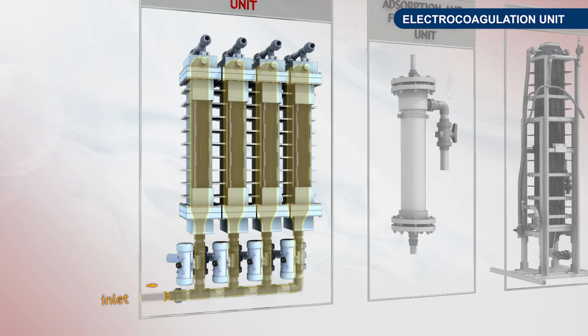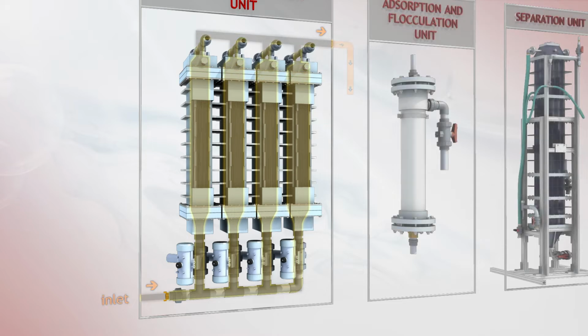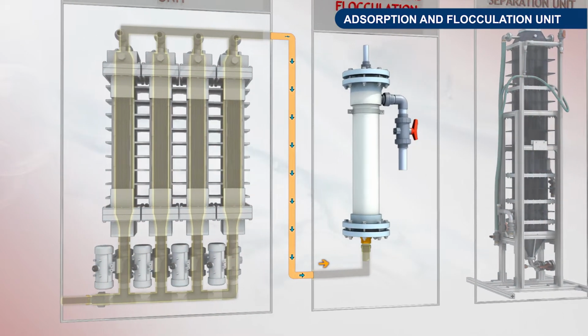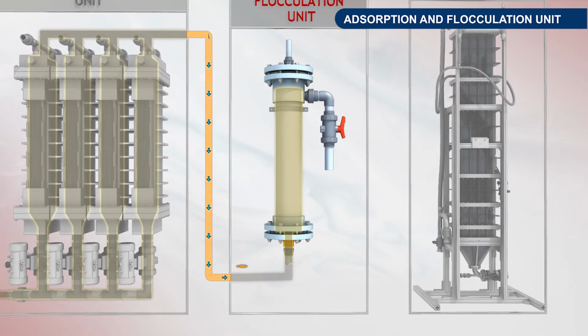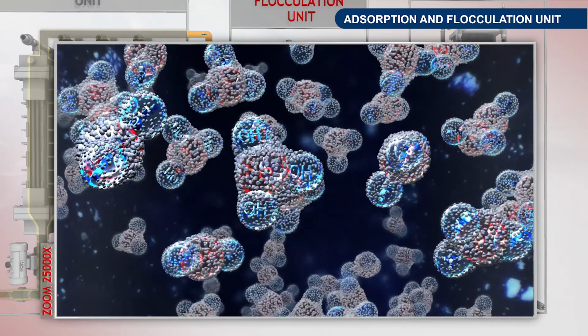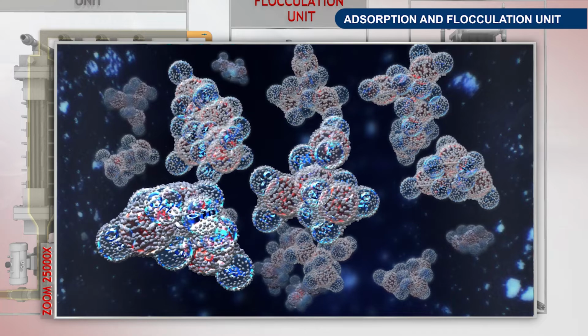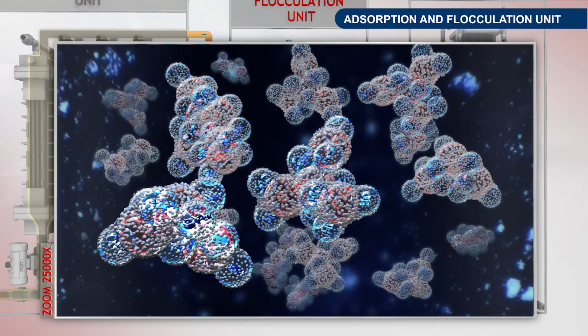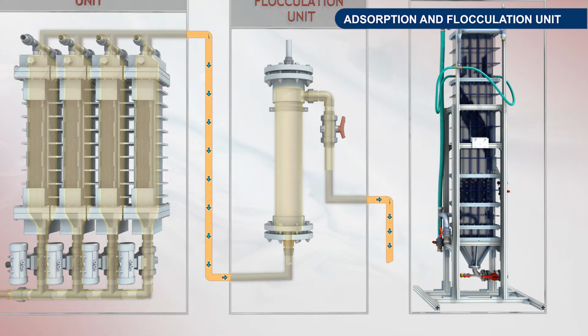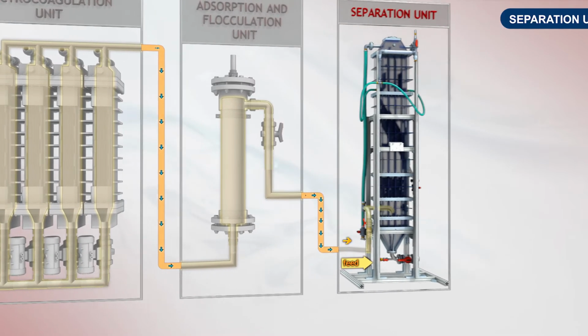Small hydroxide flocks from the electrocoagulation enter the flocculation unit. In the absorption and flocculation unit, the flocks with absorbed nanoparticles slowly agglomerate, increase in size, and form a dense flock blanket. Effluent goes from the flocculation tube to the separation unit.